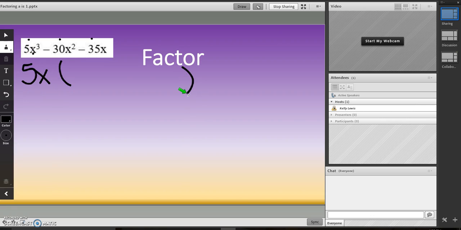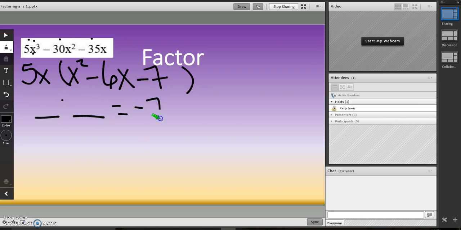Because if you look at all the other problems we did, this guy right here was an x squared. So 5 divided by 5 is 1. x cubed divided by x is x squared. Minus sign. 30 divided by 5 is 6. We'll have an x. 35 divided by 5 is a 7. All right, so now we just have the middle guy.